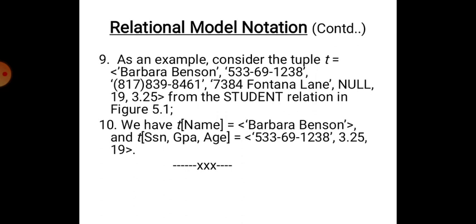10. We have t[Name] equal to <Barbara Benson>, and t[SSN, GPA, Age] equal to <533-69-1238, 3.25, 19>. The values are 533-69-1238, GPA value is 3.25 and age is 19.